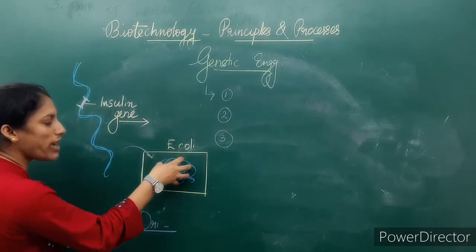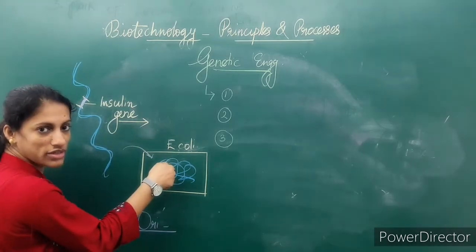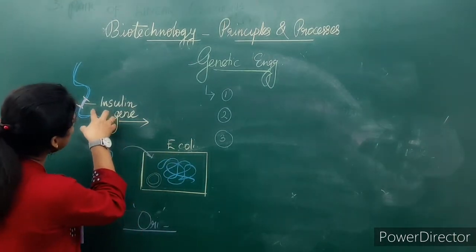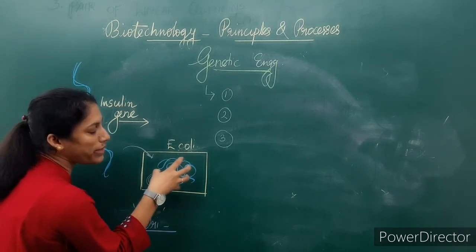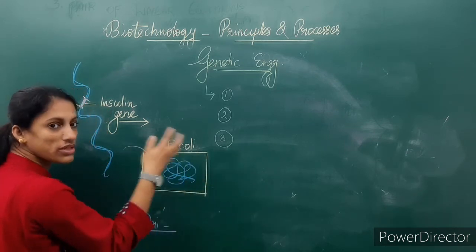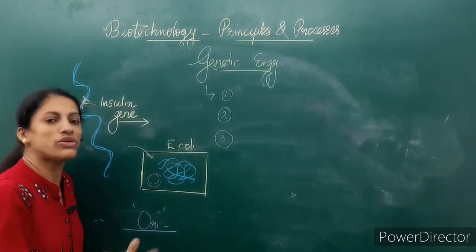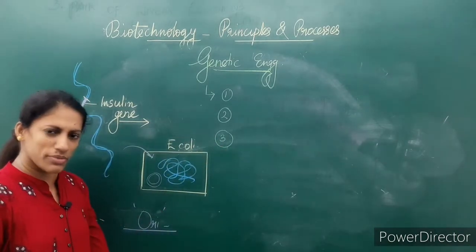If this genome has the ori and if we insert the insulin gene here, this insulin gene can multiply along with the bacterial genome. When this bacteria divides into two, this genome gets doubled, this DNA also gets doubled. Okay, that is the usual way, simple sense.